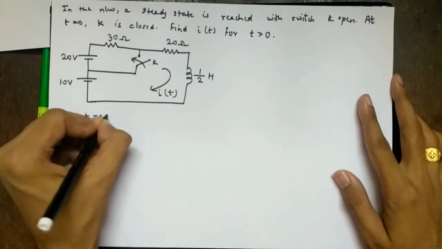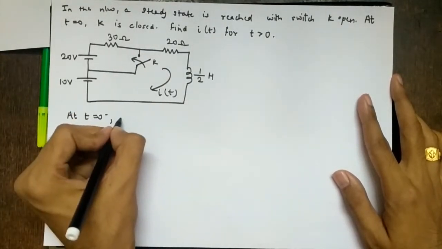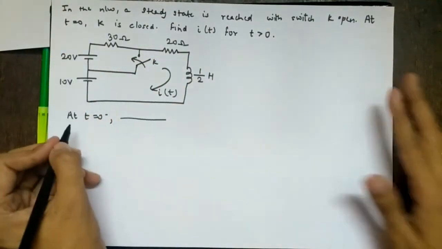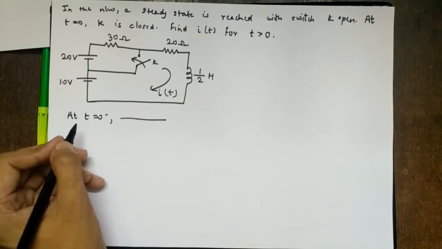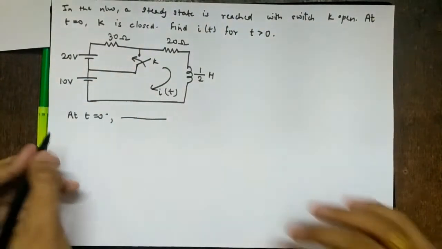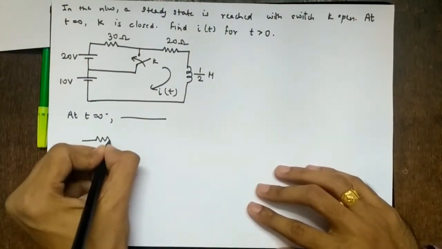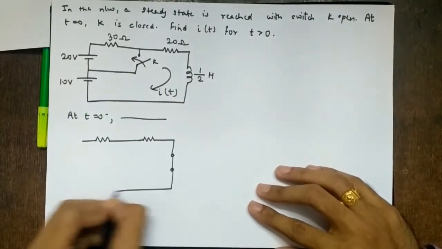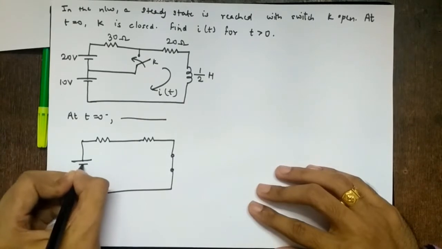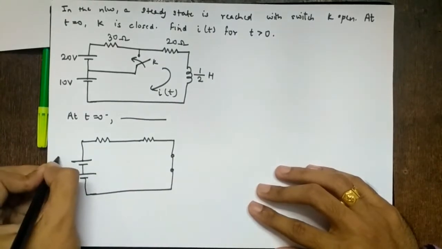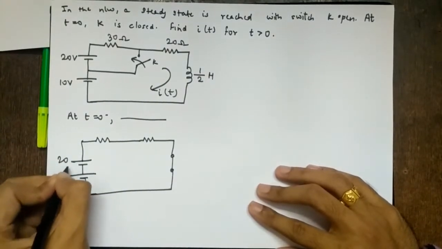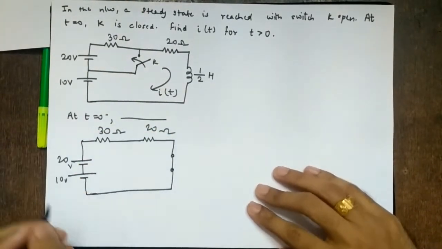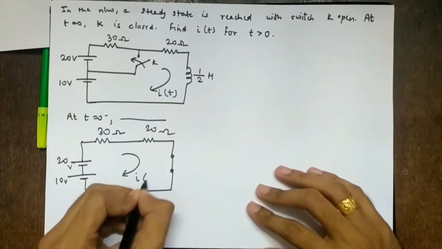At t equal to 0 minus, the switch is open, so the entire circuit will be in the picture. Again this will be a short circuit because the steady state is reached. So the circuit will be like this: 20 volts, 10 volts, 30 ohms, 20 ohms. So this will be I of 0 minus.